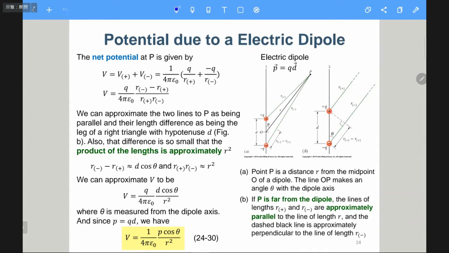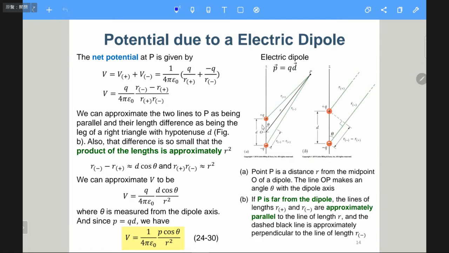Okay, so next we come up with the potential due to the electric dipole. Actually, we have tried to calculate the electric field due to an electric dipole. If you still remember, an electric dipole is a pair of charges with the same magnitude but opposite sign, kept at a small distance d.